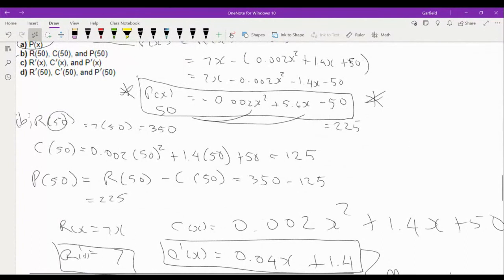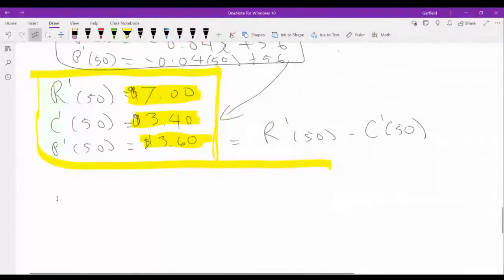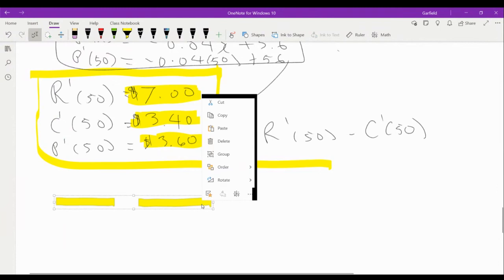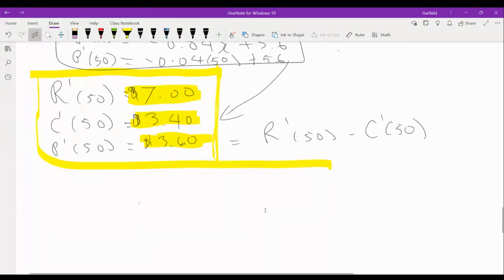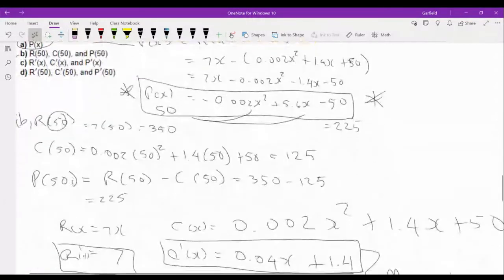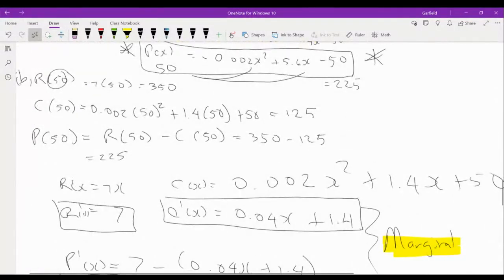Once again, let's see if we can copy this. This was part B. But this is what I'm drawing your attention to. Let's look at it.